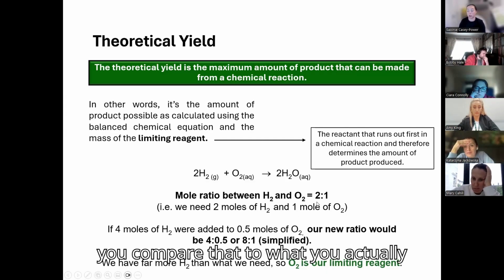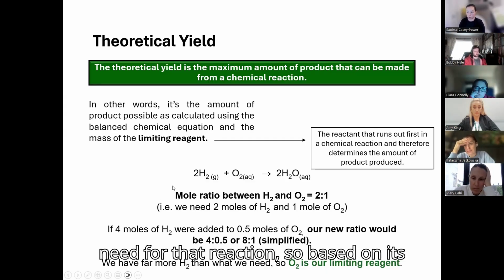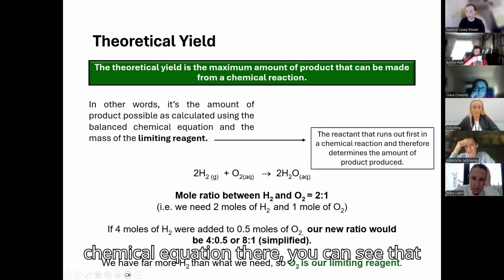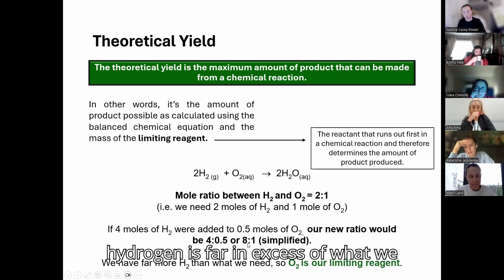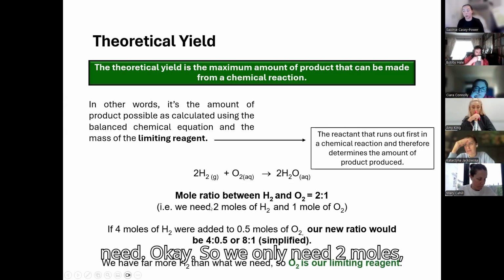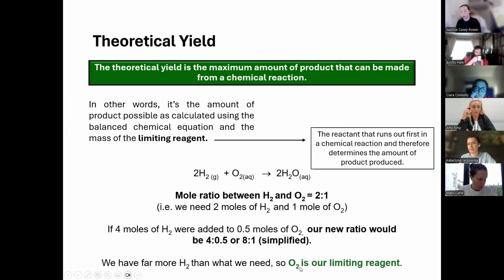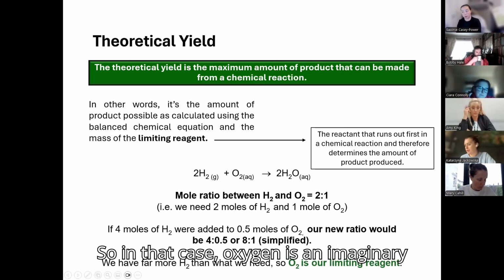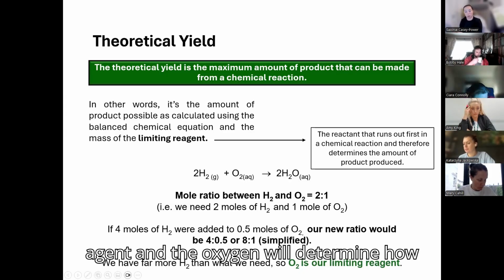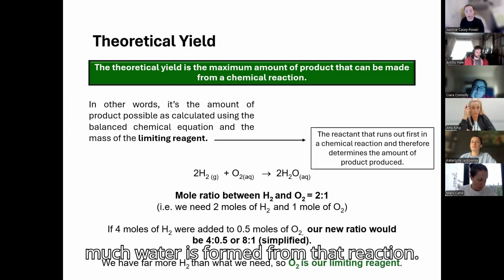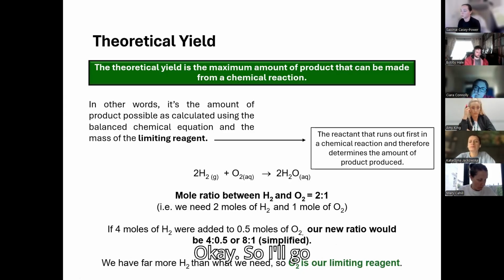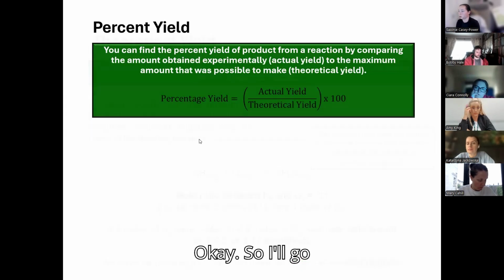If you compare that to what you actually need for that reaction, based on its chemical equation, you can see that hydrogen is far in excess of what we need. We only need 2 moles, but in actual fact, we have 8 moles there. So in that case, oxygen is our limiting reagent, and the oxygen will determine how much water is formed from that reaction.